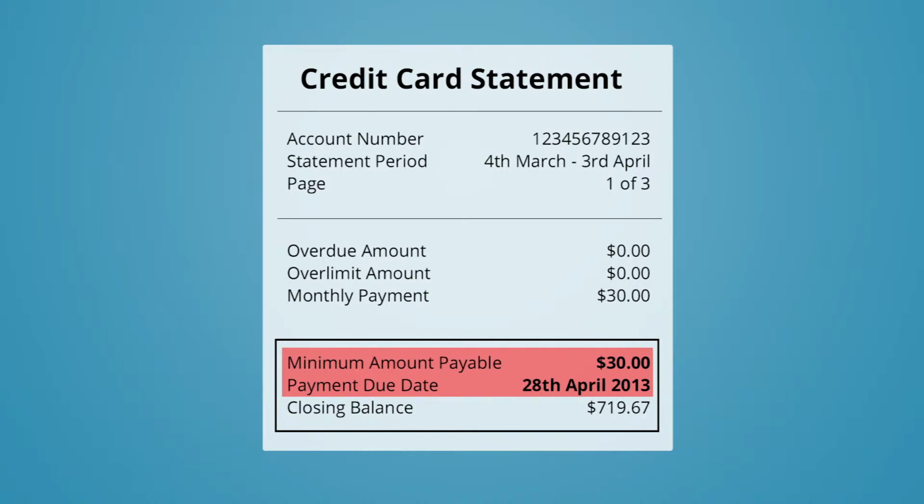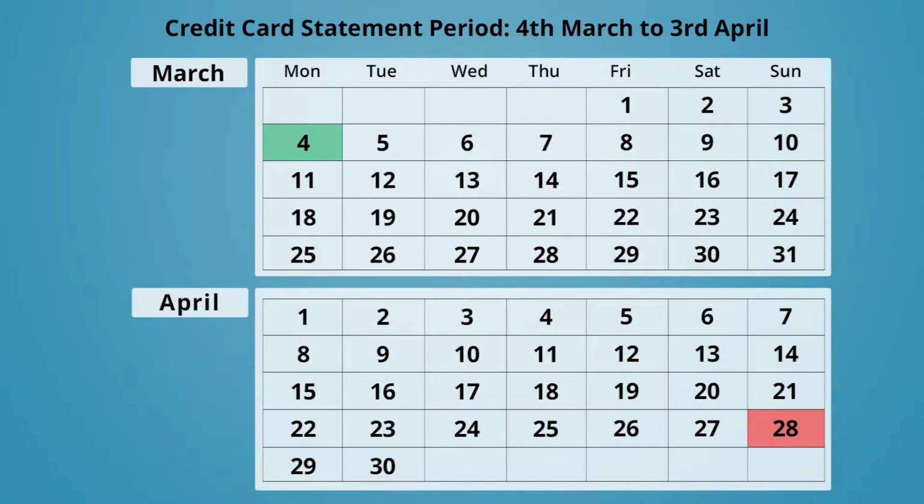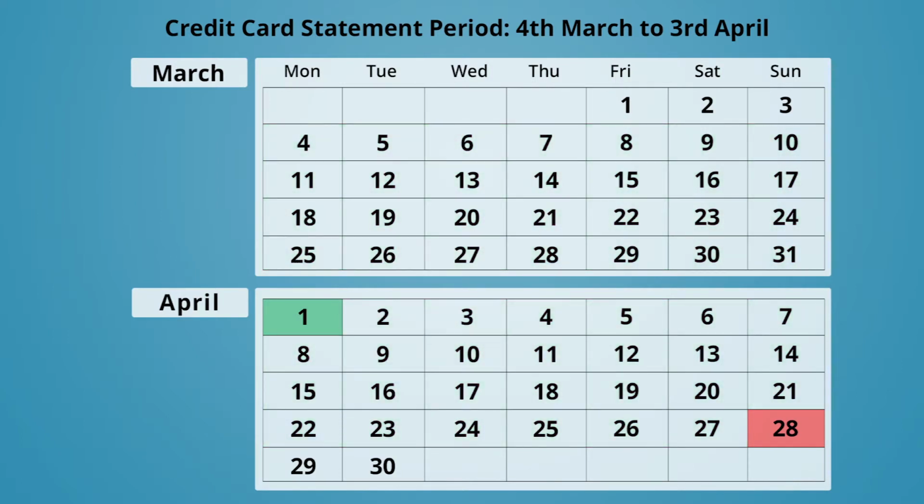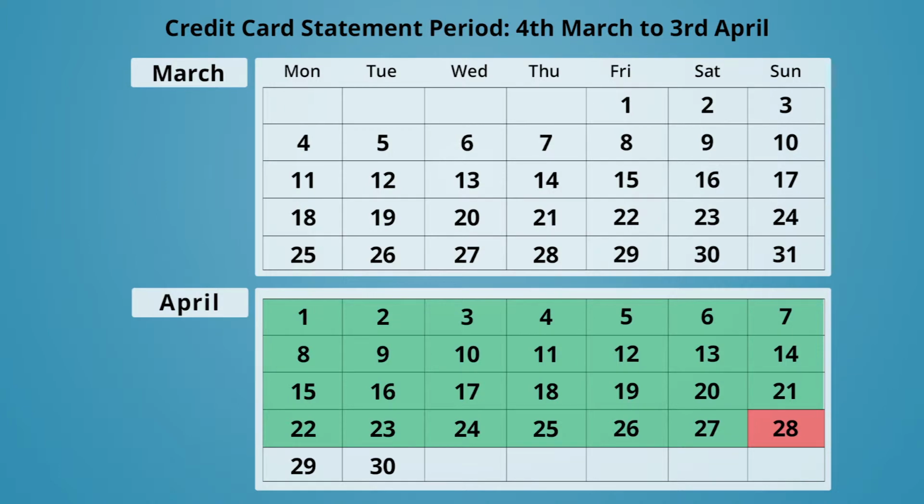Now that minimum repayment amount should be on the front of your statement alongside the information we looked at earlier. So if I make a purchase on the 4th of March, I have 55 days until I have to make a payment for that purchase. If I make a purchase on the 1st of April, I only have until the 28th of April before interest is charged. So in that case, it's 27 days.